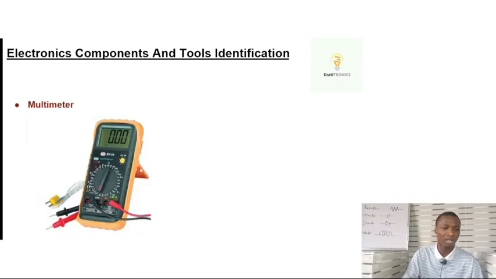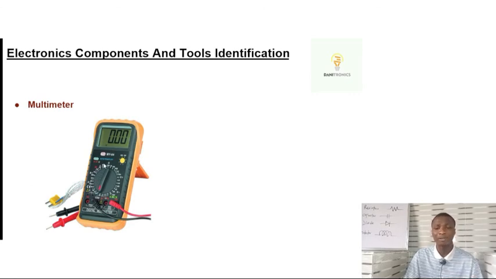Another component, okay, now this is a multimeter. A multimeter is a tool you just have to have. From the name multimeter, it does multi-functions. It's used to measure voltage, current, and resistance. We even have some advanced multimeters today that measure frequency. You can use them to test capacitors and transistors. But basically, a multimeter measures voltage, current, and resistance.